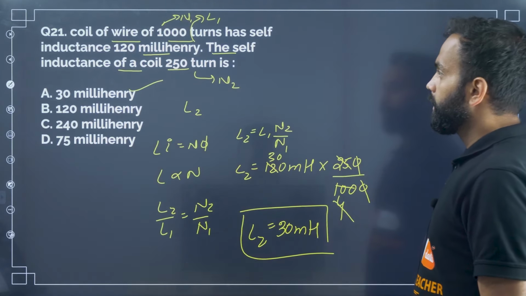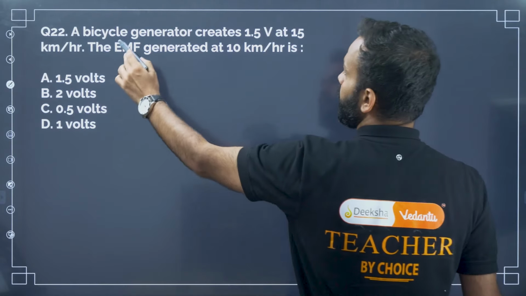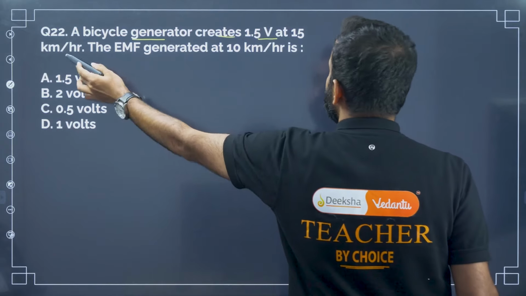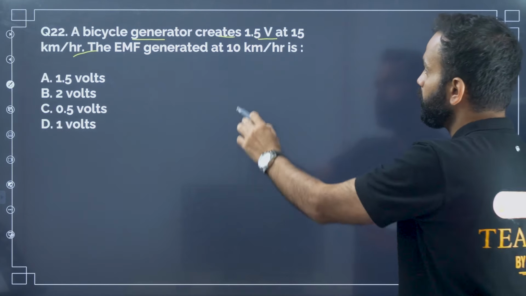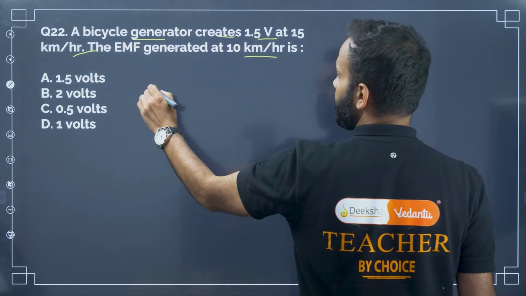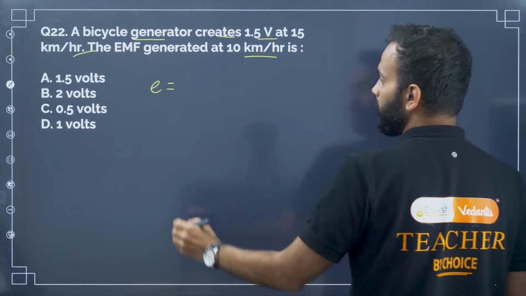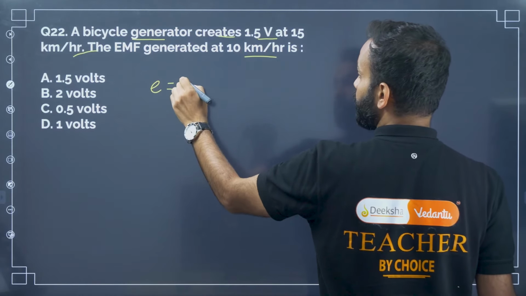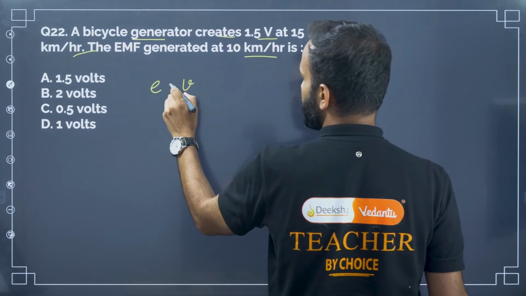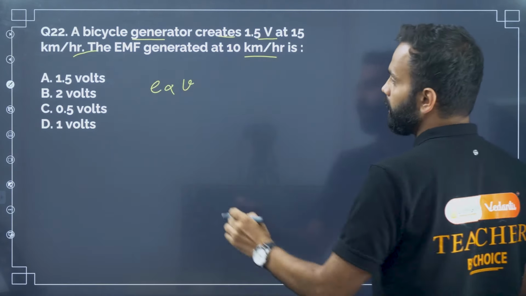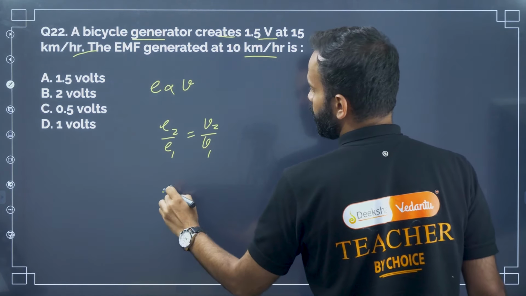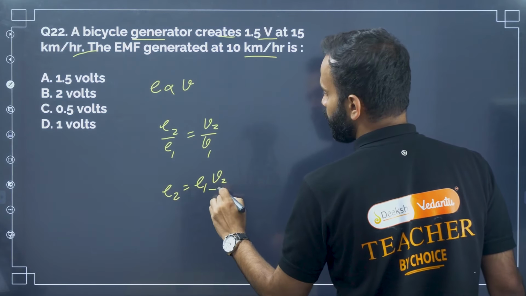Question number 22. A bicycle generator creates 1.5 volt at 15 km per hour. The EMF generated at 10 km per hour is? We know that the induced EMF in the generator is directly proportional to V. So E2 divided by E1 is equal to V2 by V1. Now E2 is equal to E1 into V2 by V1.